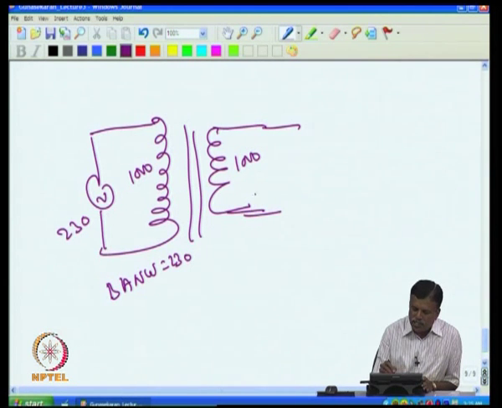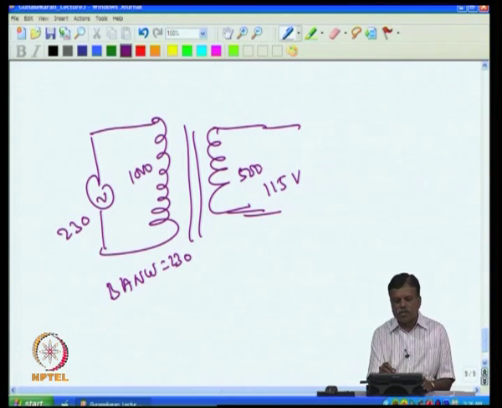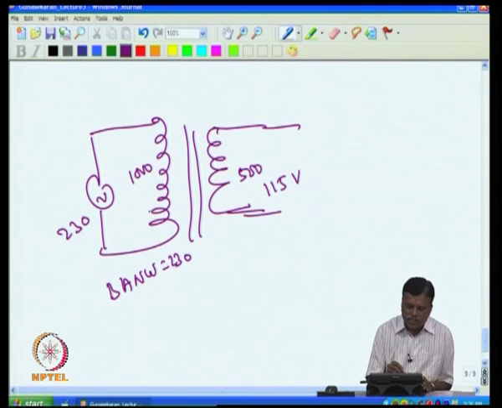Then if we have 230 volts, and I put 500 turns here, then I will get 115 volts here. So once the number of turns of the primary is decided, automatically, depending on the requirement of secondary voltage, the secondary turns are decided. Then the thickness of the wire.